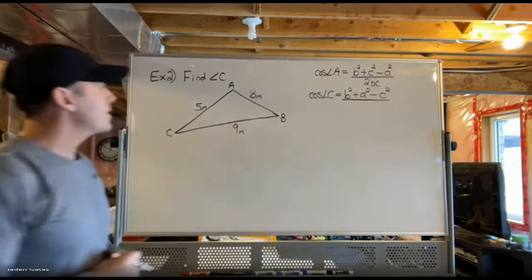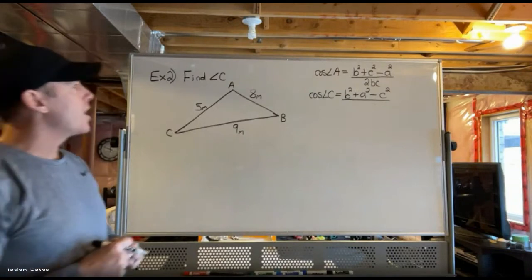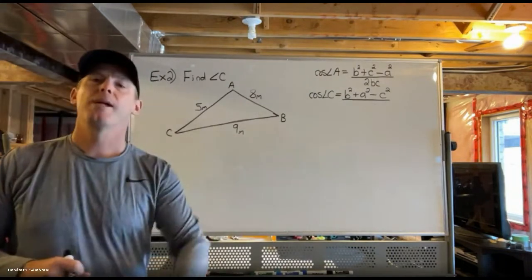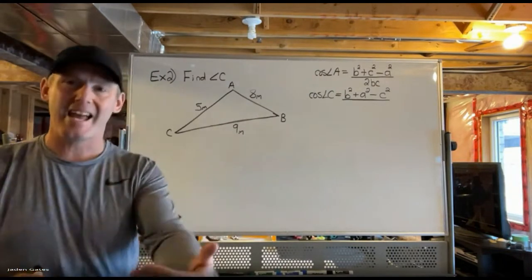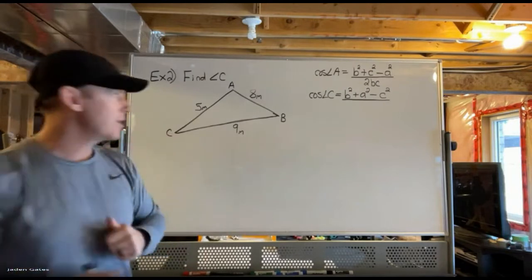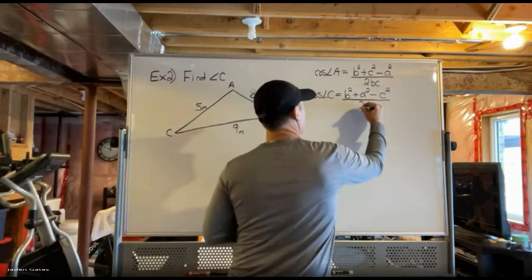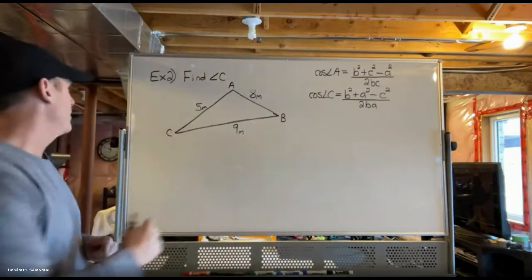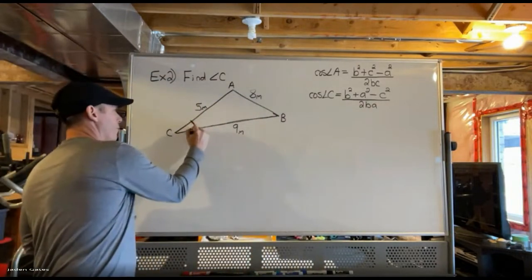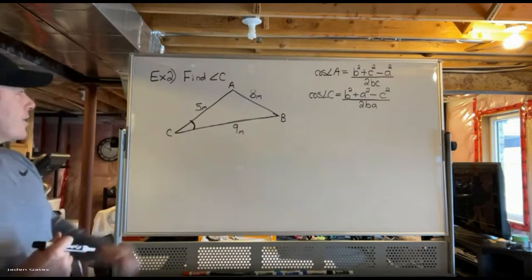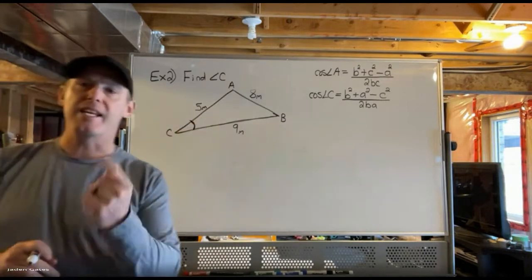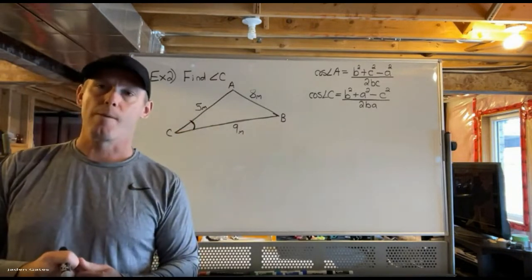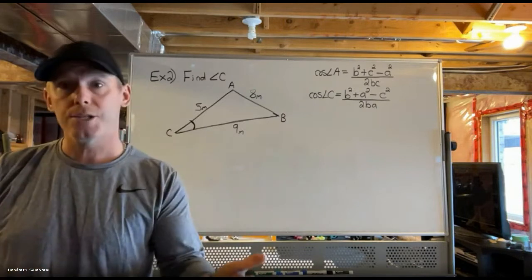And then, let's see here. What do we got on the bottom? Times 2BC. It's going to be 2 times BA, because again, I'm switching A's and C's. All right, so there's my formula rewritten. This is the angle we're looking for here. And again, you can see with this example, it fits the SSS format, side, side, side. I know all the sides.